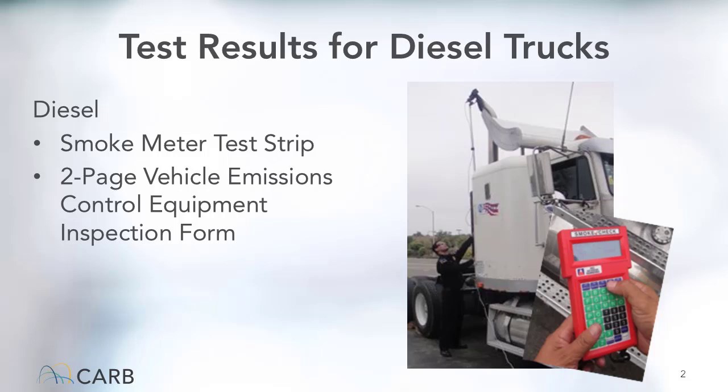The documentation a credentialed tester must submit for the CTC testing of a diesel non-OBD vehicle consists of two items: the test strip from the smoke meter itself and the completed Vehicle Emissions Control Equipment Inspection Form. Make sure that these forms are complete and correct, or they may not be accepted by the CTC Viz staff.